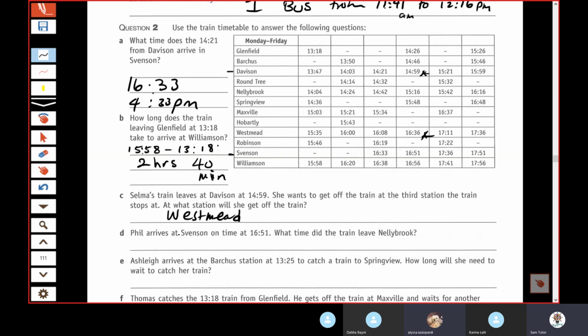All right. Phil arrives at Svensson on time at 16:51. What time did the train leave Nellybrook? 15:16. Or in other words, 3:16 p.m. Davia, can you hear me better now? Yeah. All right, 3:16 p.m.